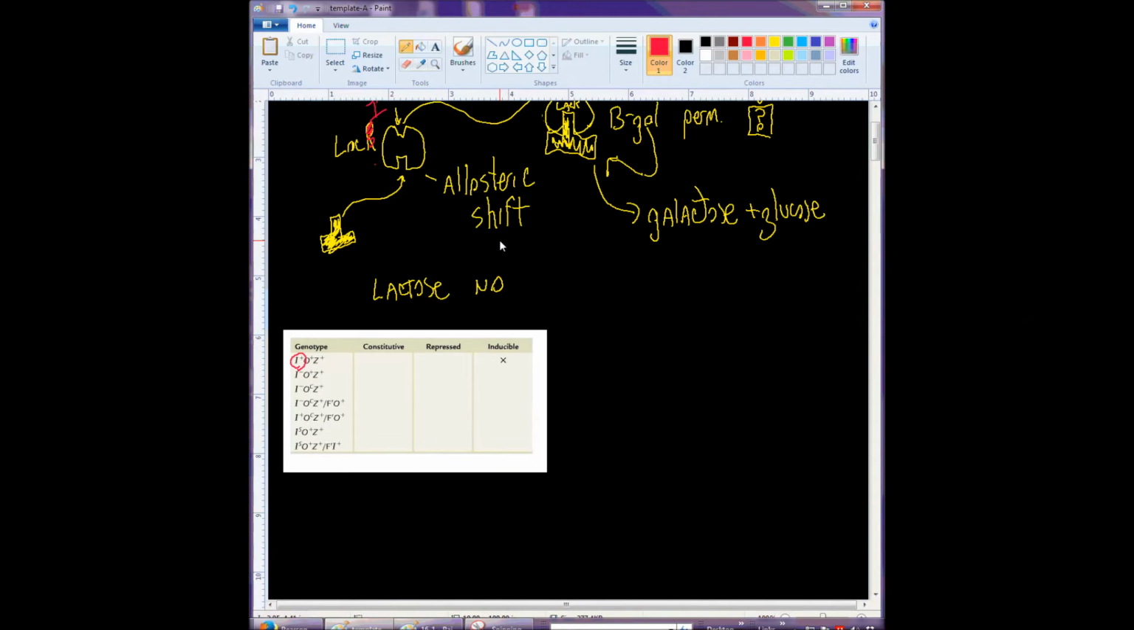Okay, so we have a wild type copy of LAC-I, a wild type copy of the operator, LAC-O, and a wild type copy of the structural gene. This is a normal operon. So in the presence of lactose, the operon is going to be turned on, LAC-Z is going to be made. So this is an inducible genotype. In this genotype, LAC-Z, or the structural genes, are inducible.